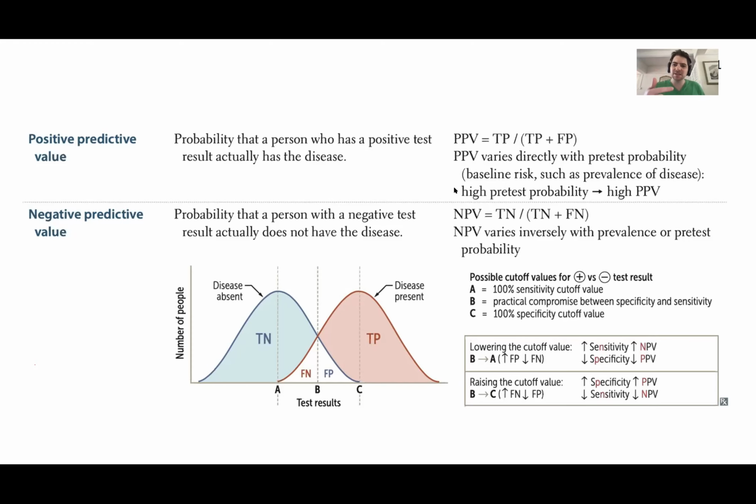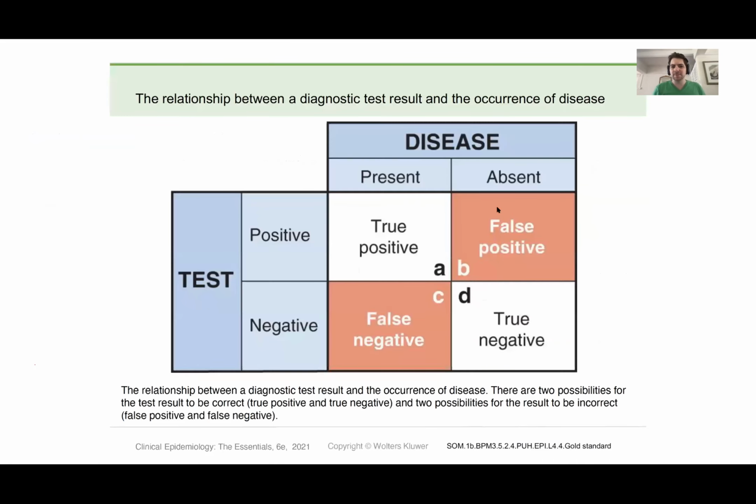Again, with sensitivity and specificity, you're looking at the disease pattern in the vertical columns. With positive and negative predictive value, you're looking at horizontal, at how good the test is, positive versus negative. All right, hope that made sense. Same thing here.